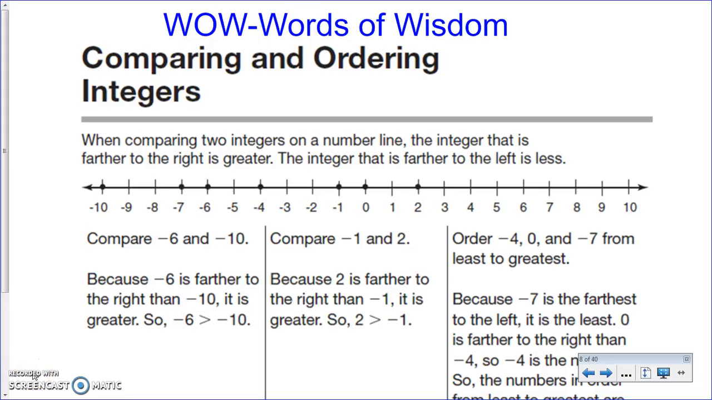Comparing and ordering integers. When comparing two integers on a number line, the integer that is farther to the right is greater. The integer that is farther to the left is less. Compare -6 and -10. Because -6 is farther to the right than -10, it is greater. So -6 is greater than -10. Compare -1 and 2. Because 2 is farther to the right than -1, it is greater. So 2 is greater than -1.